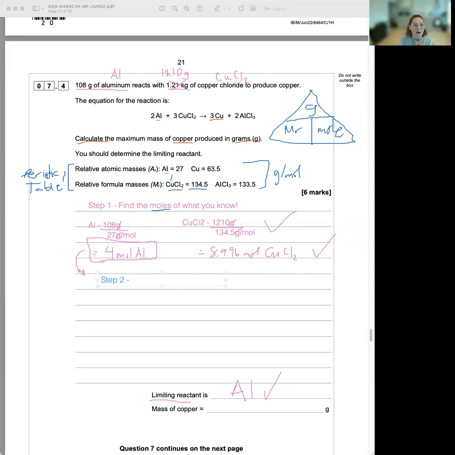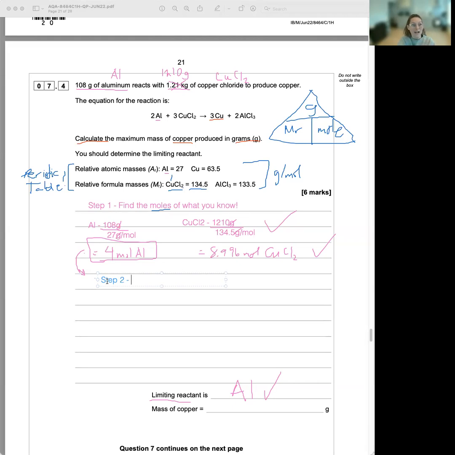You now know moles. You have moles of what you were given, so moles of what you know, but you want to get something that you don't know. So what we're going to do is take moles of what we know and convert them into moles of the thing that we need to eventually calculate. In this case, it's going to be the copper. I don't care about aluminium, copper chloride, or even aluminium chloride. What I care about is the maximum mass of copper. So in order to figure out copper, I need to know the moles of copper.